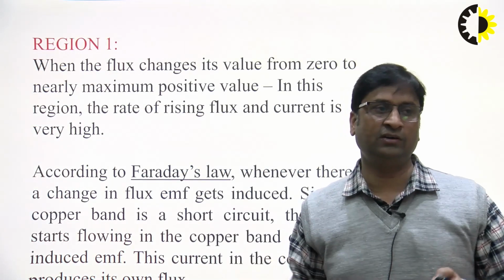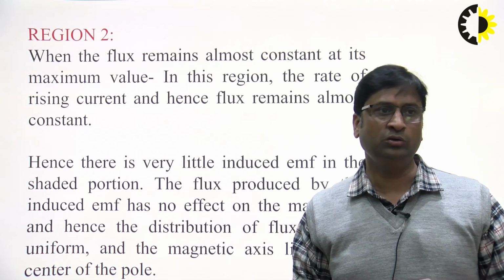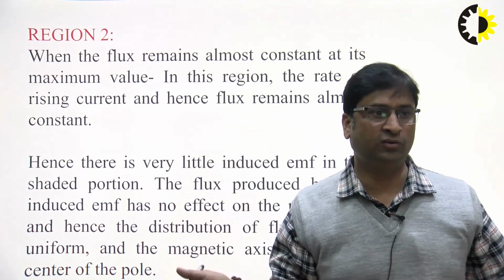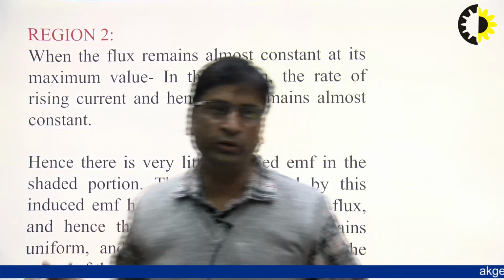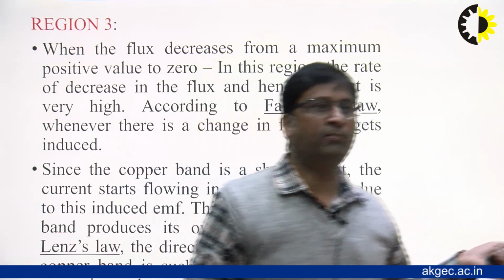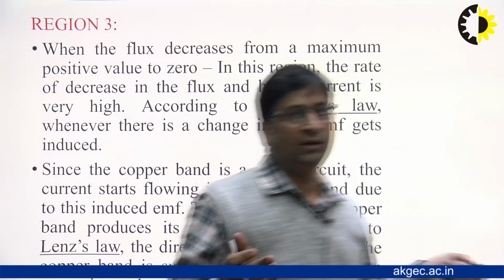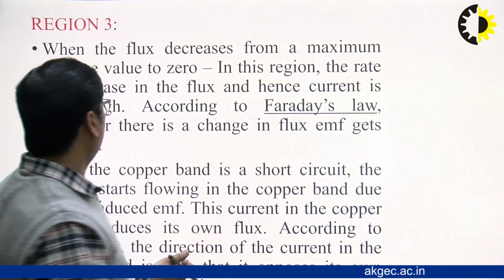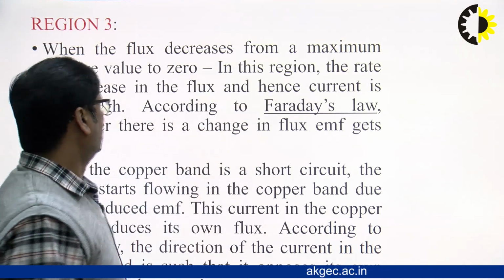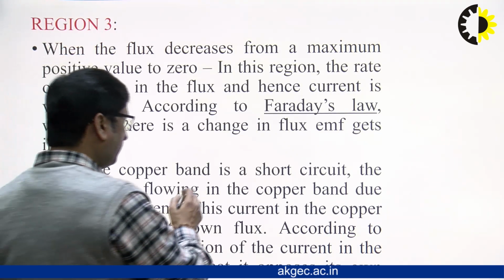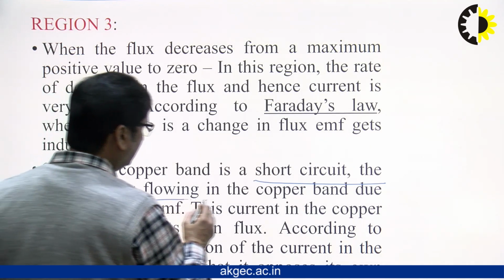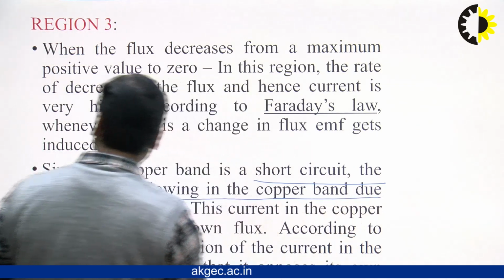I have written all the things which I just told you. Region 1, region 2 where d phi by dt is constant and there is no induced EMF, and in region 3, the flux decreases from the maximum value to 0, and the rate of decrease of the flux is high, and hence the current is very high. The copper band is short circuited and current starts flowing in the copper band due to this induction.